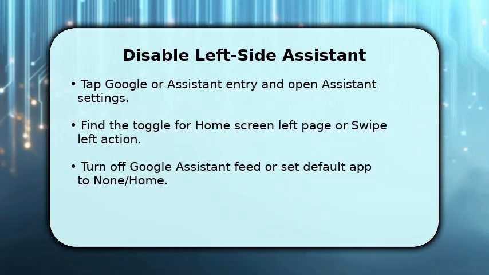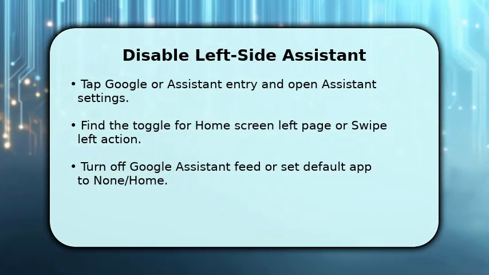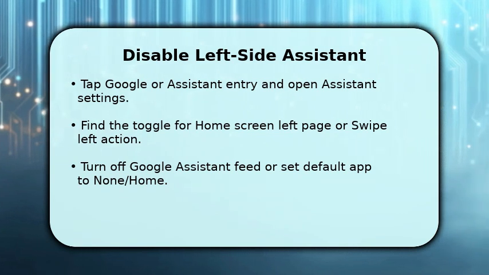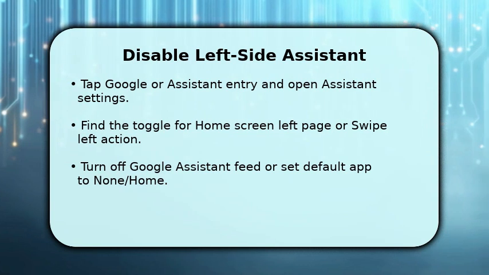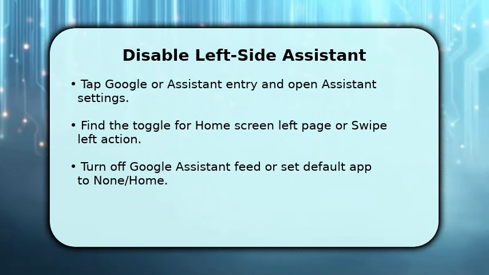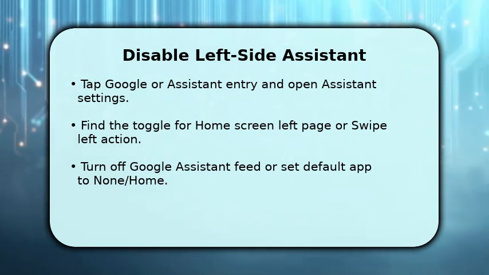Next, tap the Google or Assistant entry to open the detailed Assistant settings. Once inside, look specifically for the home screen left page or swipe left action option. Realme places this under Home Customization or Default Apps.